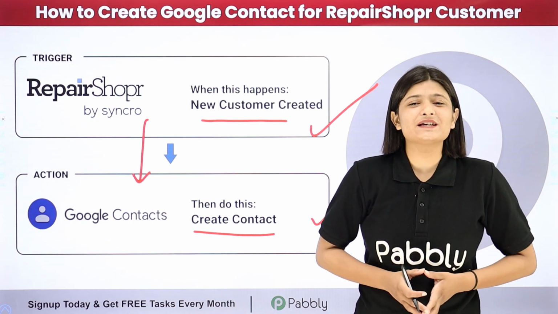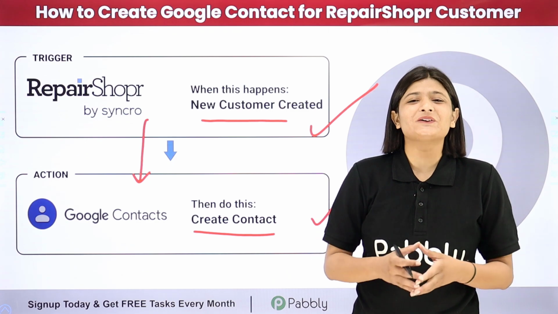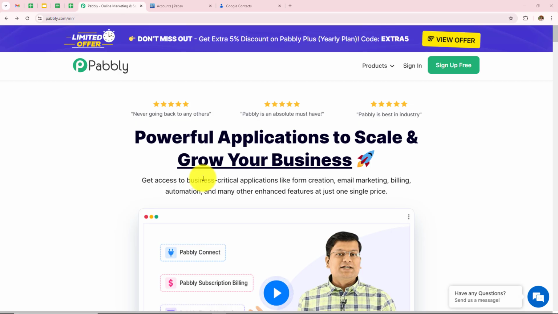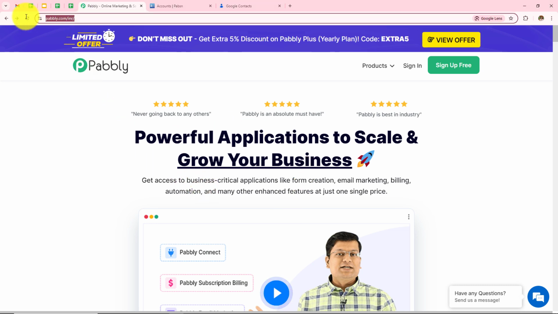If you want to learn this amazing automation step by step, let me take you all to my screen. In this video, we are going to learn how to create a Google contact for a RepairShopr customer. For this, we are going to create automation between RepairShopr and Google Contacts with the help of Pabbly Connect. So this is the landing page of Pabbly and you can visit this simply by typing pabbly.com/connect in your browser.